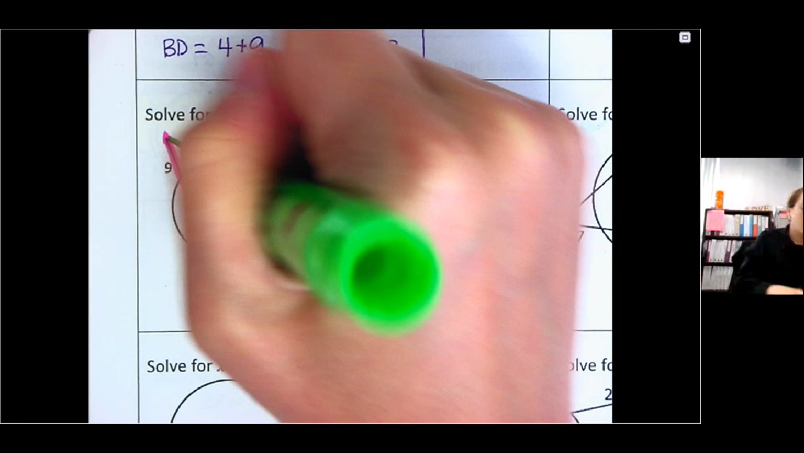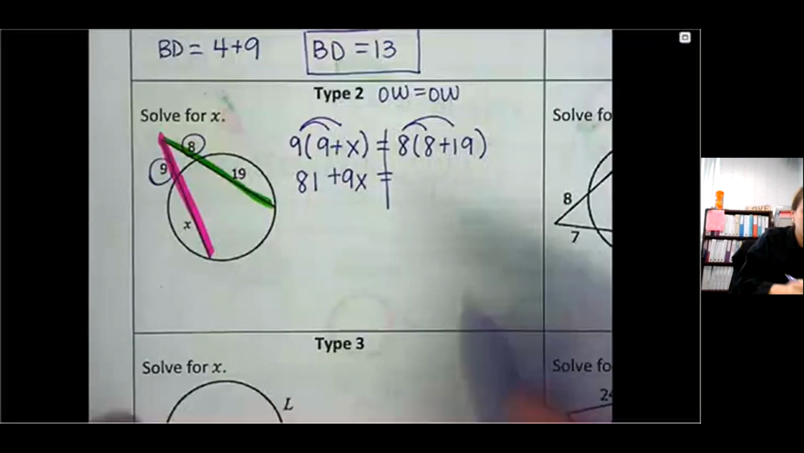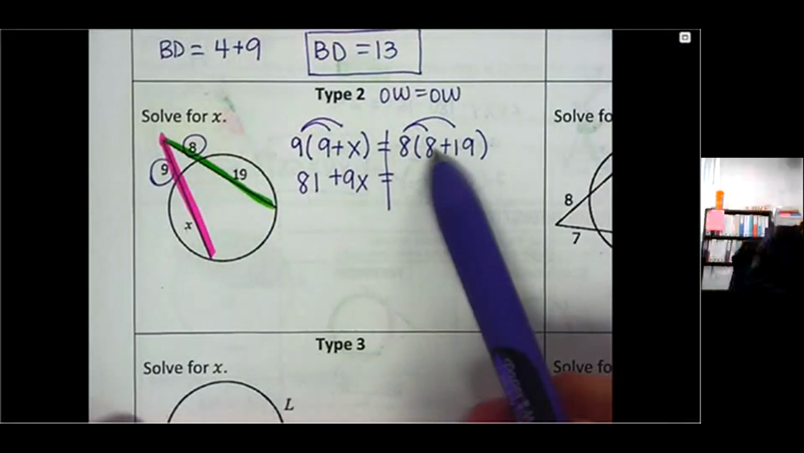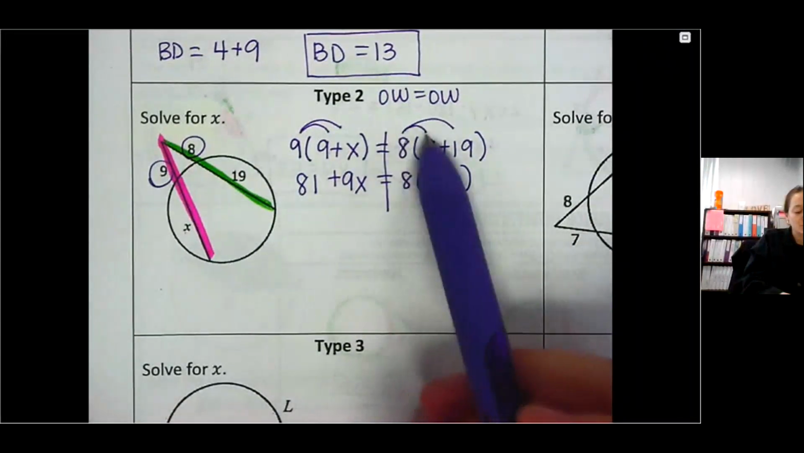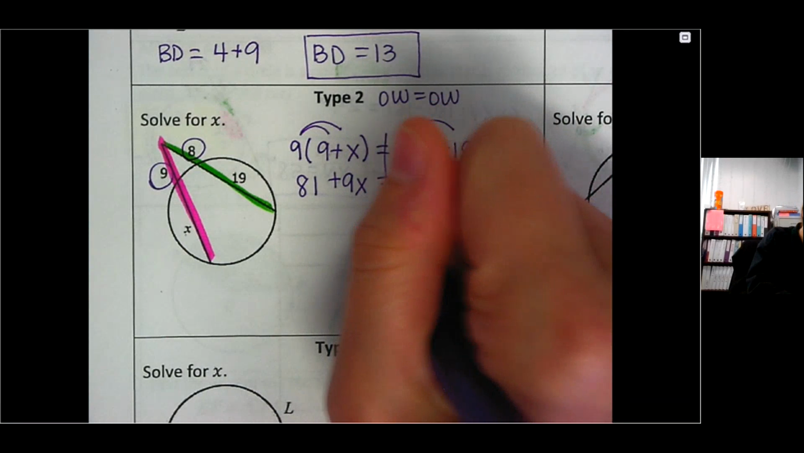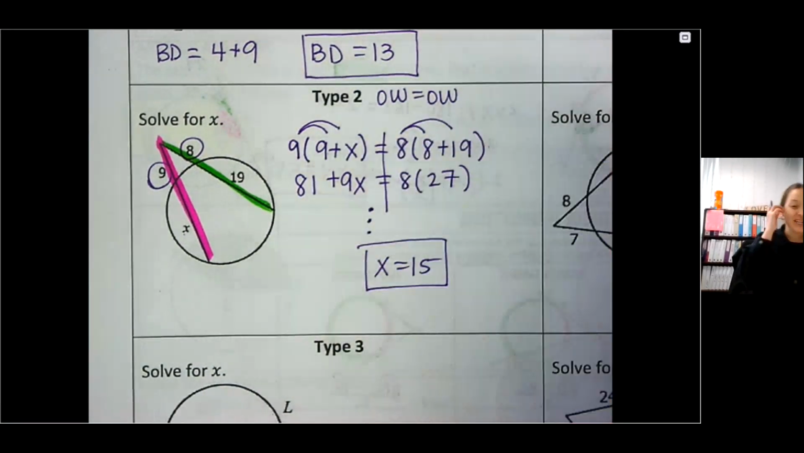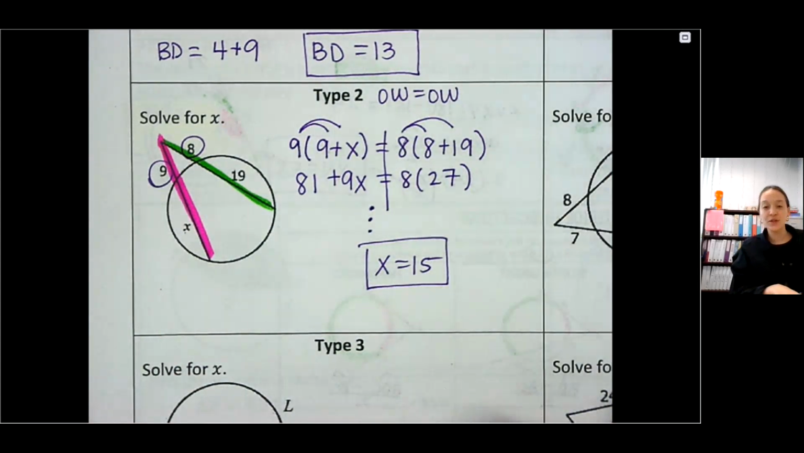So again, it's distribution again. And so you can distribute over here on this side, right? 9 times 9 is 81, 9 times x is 9x. On the right, you can distribute, or if you want, because these are just numbers over here, you can just add these together and then multiply it, right? So 8 plus 19 is 27. So you can just multiply 8 times 27, or if you really want to, you can distribute and do that. You'll still get the same answer. So for this one, we get x equals 15. So it's all kind of dependent on how you want to do it. Whatever makes most sense for you.